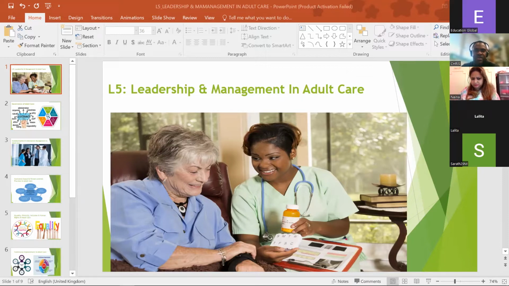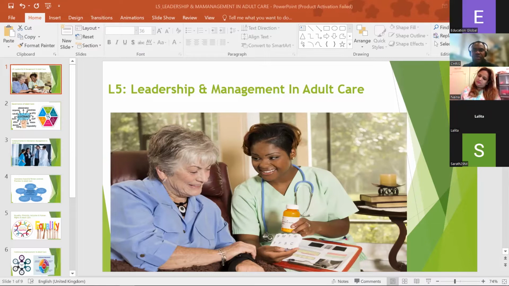So the first unit we have here, which is mandatory, is leadership and management in adult care. Under this unit, we'll be considering the theories of leadership and management. If you are writing, that'll be fine. We'll give you PowerPoints for each of the units. We'll give you a unit breakdown, which breaks everything down for you as to what you need to do.